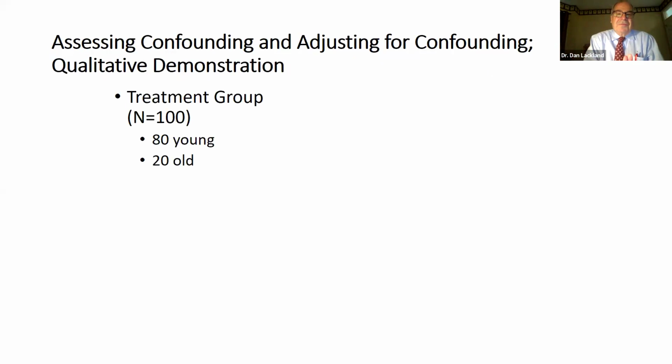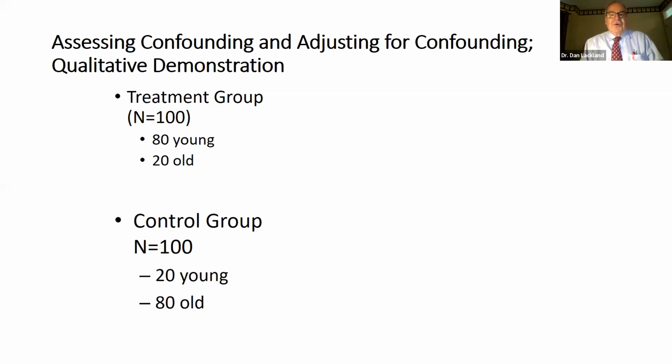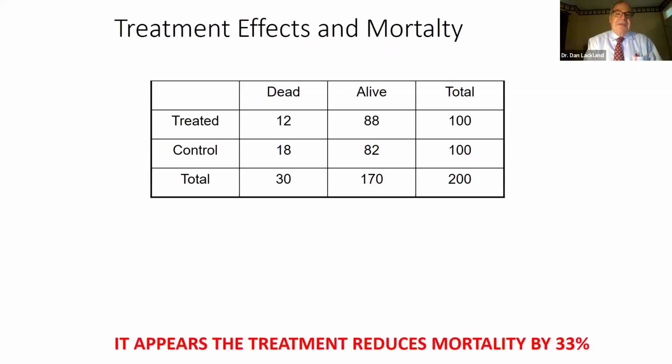So in our treatment group, we have 100 people. 80 of them are young, 20 of them are old. In our control group, we have 100 people. In this case, though, 20 of them are young and 80 of them are old. We're still testing, does this agent work with regards to mortality? So if we look at the total group of 200 people, we're looking at those that were treated in our group, those that were not treated in our group, and looking at mortality.